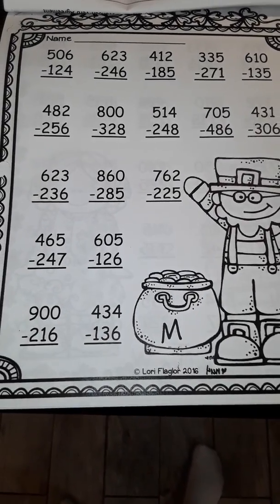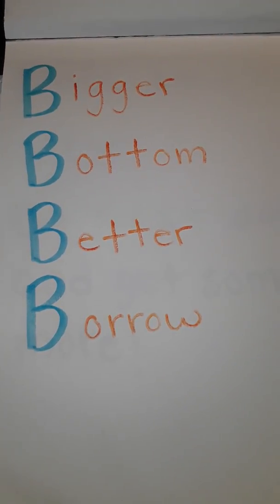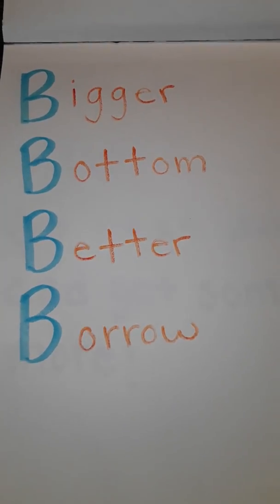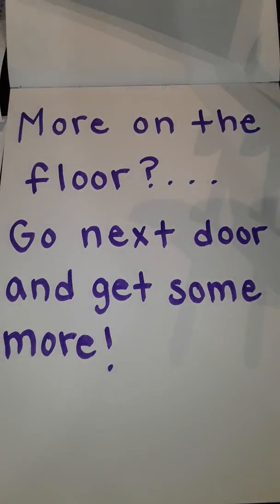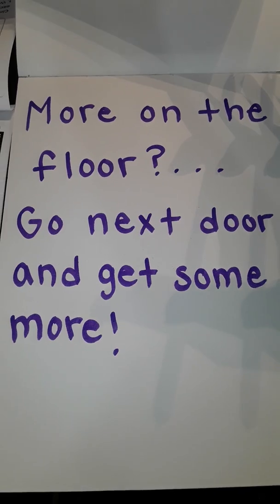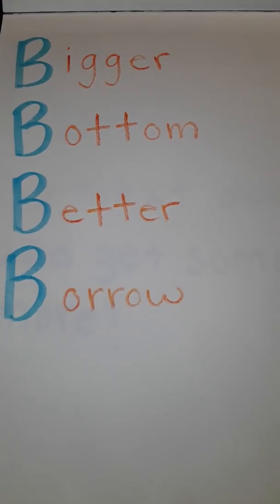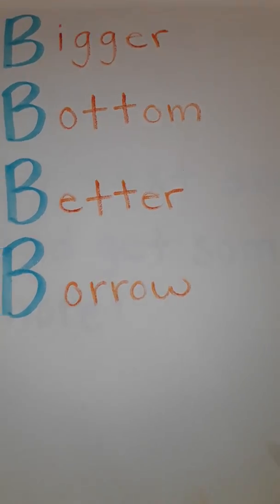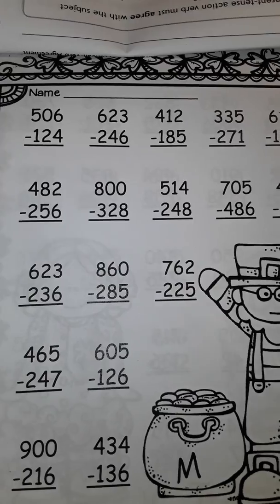As a reminder, for your strategies, we have our 4 B's: bigger bottom, better borrow, and also our saying, more on the floor, go next door and get some more. So we're going to be using those if we do have a bigger bottom on one of our subtraction problems for today. So let's start with the first one.